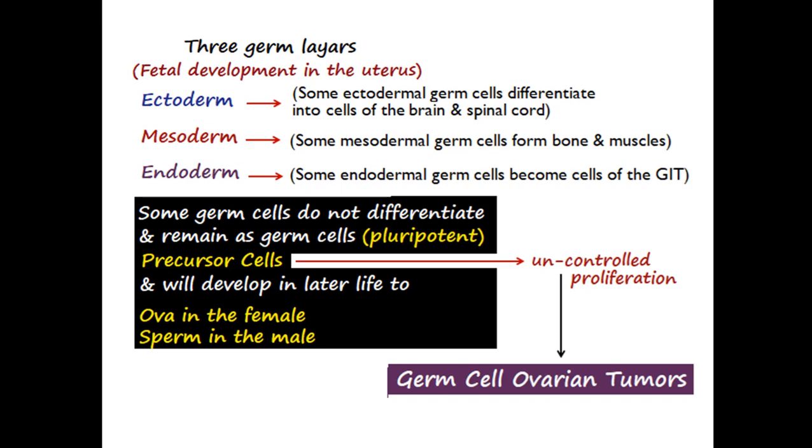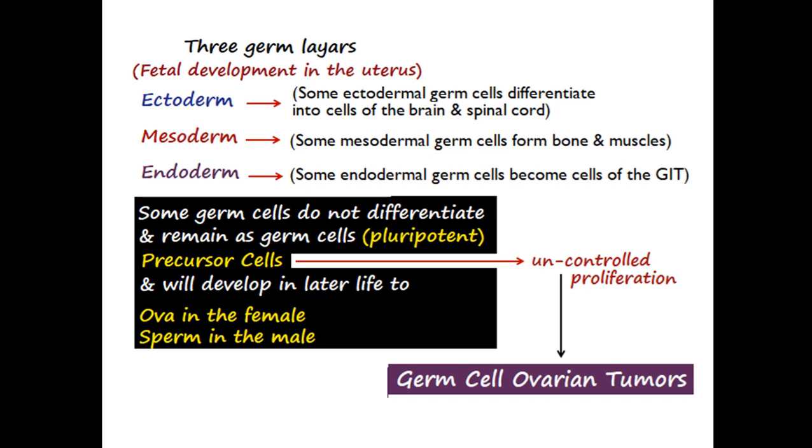Now there are certain germ cells that do not differentiate and remain as germ cells. They remain quiescent, and it will be later in life that these quiescent pluripotent precursor cells will develop into the oocyte in the female and sperm in the male. They are pluripotent cells and they have the capability to differentiate into either the sperm or the oocyte.